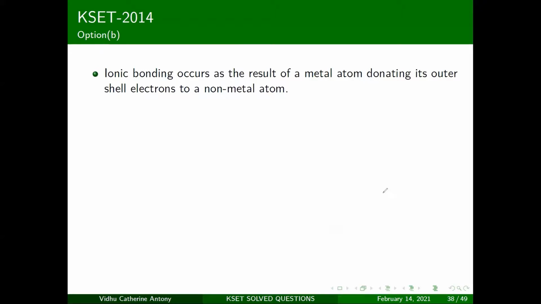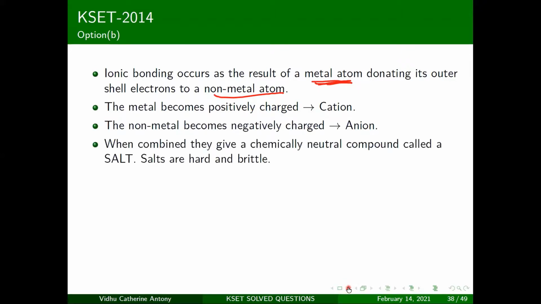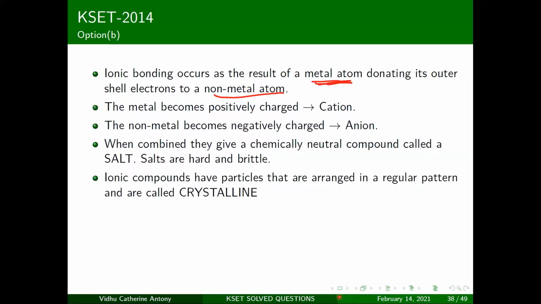Okay, so ionic solids are basically a result of a metal atom donating its outer shell electron to a non-metal atom. So you have a metal atom and a non-metal atom. The metal atom, once it loses that electron, becomes positively charged because you have an extra proton in the nucleus. So it becomes a cation, and the non-metal becomes an anion. These are usually salts; most ionic compounds are salts. They also have a regular pattern, so they are also called crystalline.